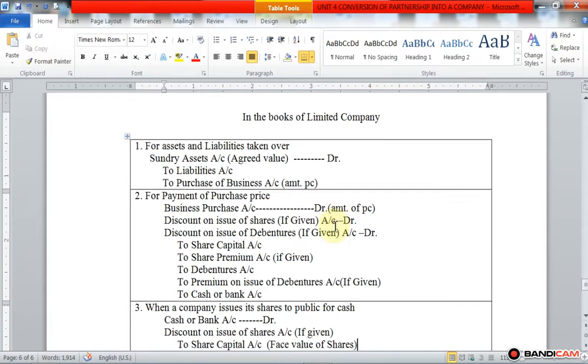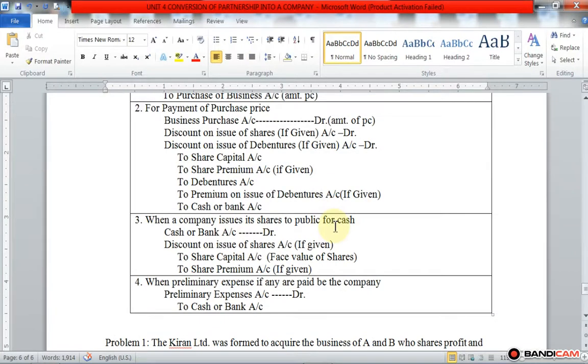Then the third entry: when a company issues its shares to the public for cash, it means the limited company has issued its shares to the general public. On issue of shares to the general public or to society, the company has received cash, because it sells the shares in the market and receives cash. So cash comes into the business: Cash Account debit to Share Capital Account is the simple entry.